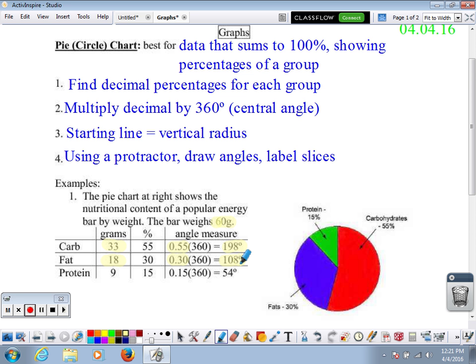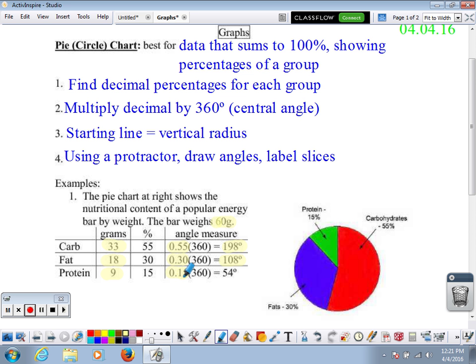Now, look at the protein. They measured 9 grams of protein in that bar. How do I determine that this is 0.15? How did they get that 0.15? Ryan?